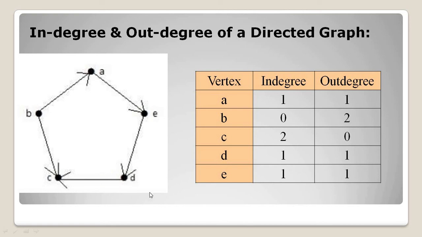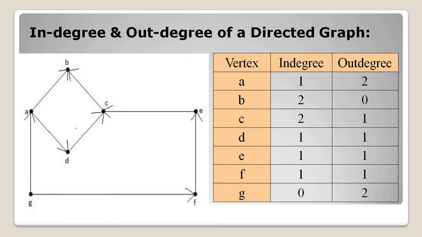The next vertex we have is D. For D, the out degree is 1, and the in degree is 1. As well as for E, the in degree as well as the out degree is 1. So like that we identify the in degree as well as the out degree of the vertices. Now consider one more example of how to identify the in degree and out degree of a directed graph.